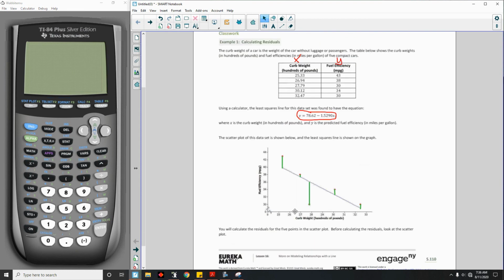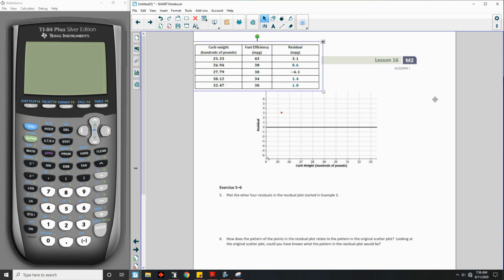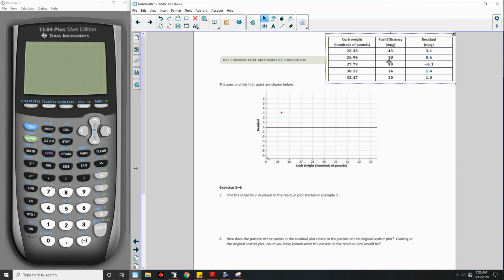Going way back to here, 25.33 comma 3.1. So this was above. So if our y is above the predicted line, go back to here, then it will be above our residual line of 0. Does that make sense? Okay, so now I'm going to paste in the table so we don't have to keep going back and forth, and there's the values entered that we calculated. So now we're going to plot the rest of these. So let me get the pen, make it red.